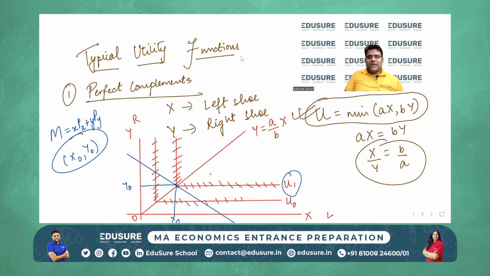It's very easy to see because if I consider this as the budget line, the highest indifference curve achievable is this U1. U naught is at a lower utility level. Given the budget line, the highest IC achievable is U1.